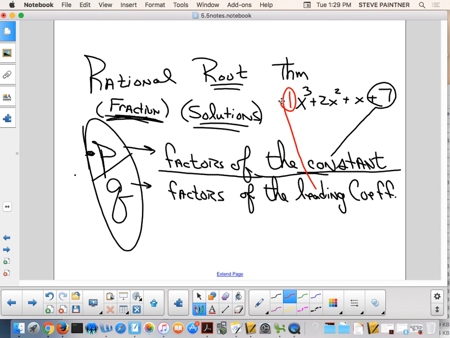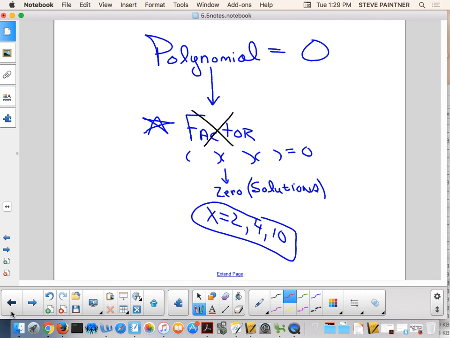That's where we're going. And why are we doing this? Because we can't factor it. Without factoring, what do I do? P's over Q's. You'll find out it's not bad at all.